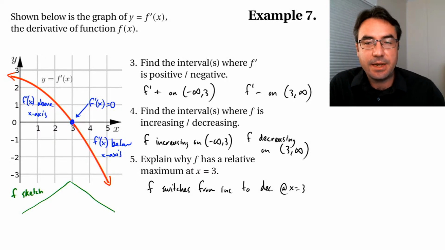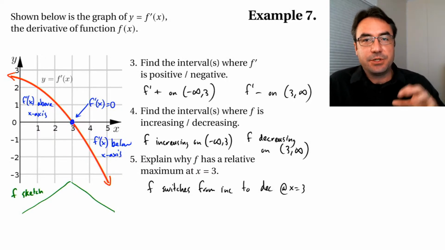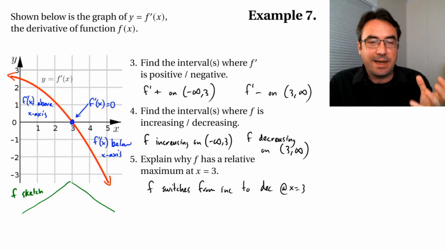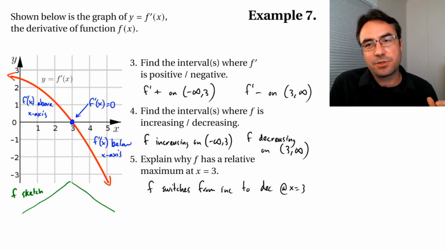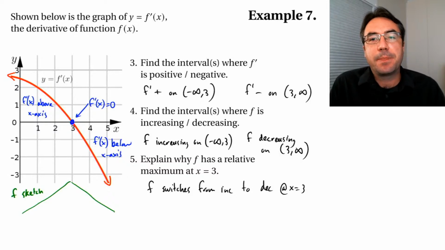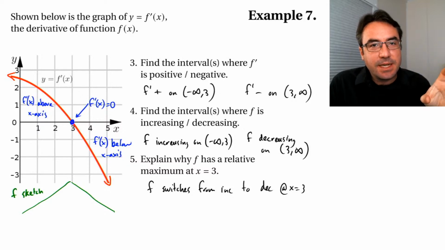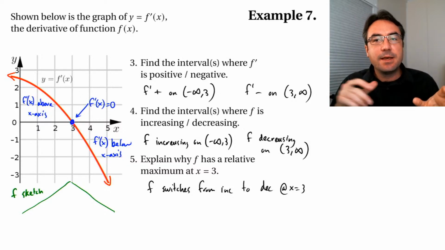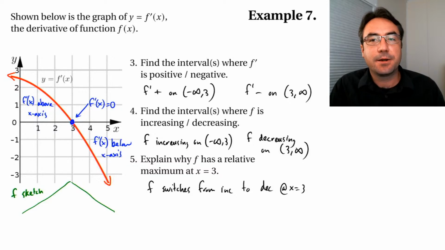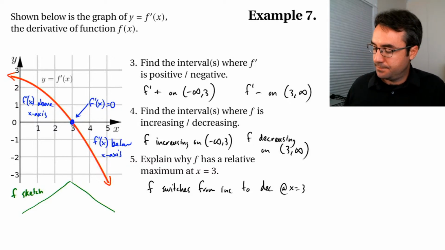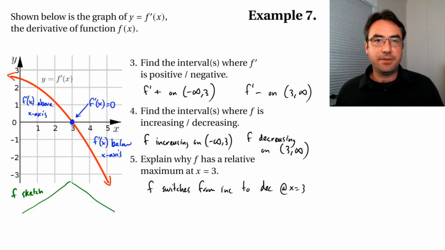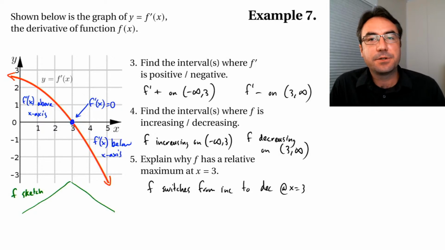We haven't looked at the shape of our actual function, just the general behavior. It's going up, it's going down. If we sketch in what f might look like, if it's increasing on the left and decreasing on the right, we have to have a local max there in the middle. So that's the general behavior of function f. We've identified where it's increasing, where it's decreasing.